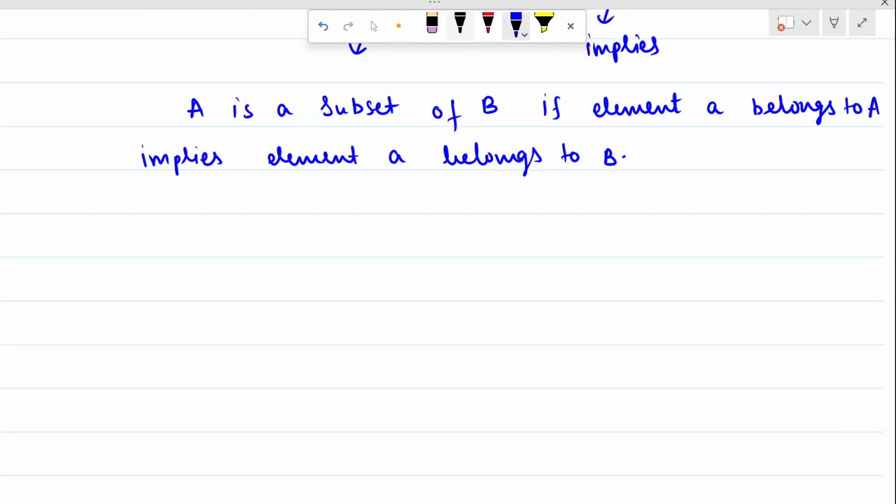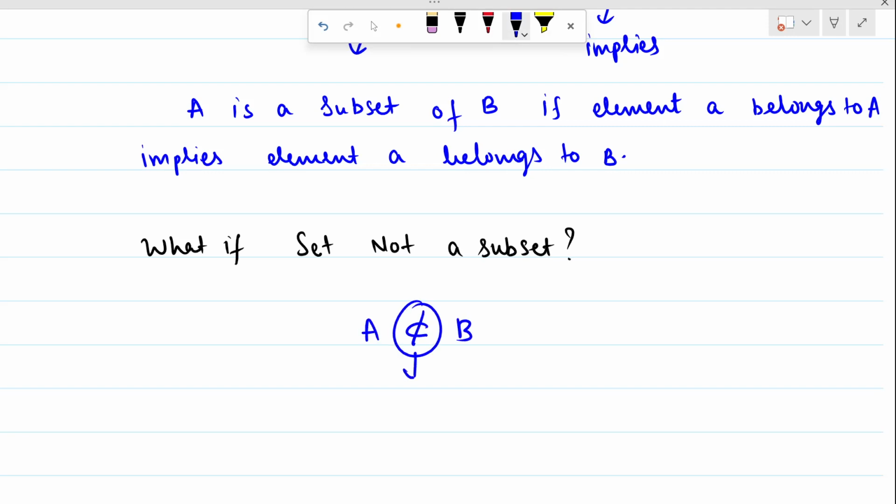So what if a set is not a subset of any other set? Then we write A is not a subset of B, where the symbol with a cross sign means is not a subset.